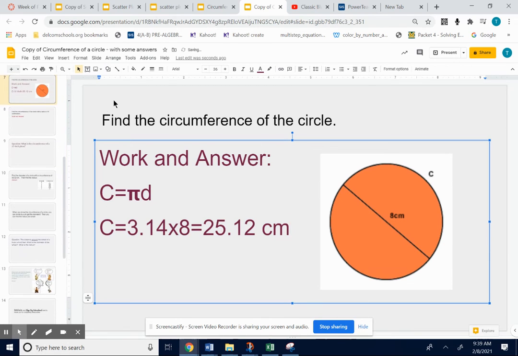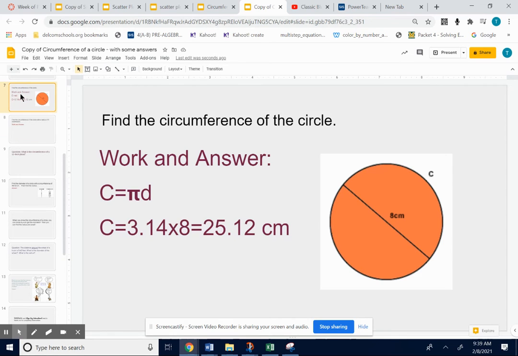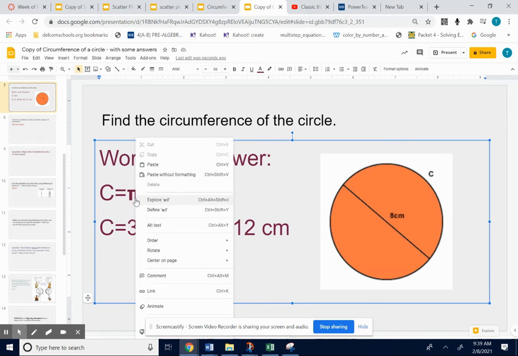Try the next 2 slides and then check with a video. Don't just copy what I'm doing. Do them first and then check. And again, I will have a pi symbol that you can copy and paste on your screen.